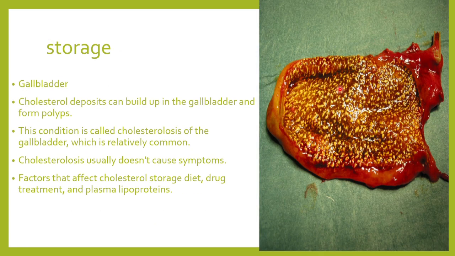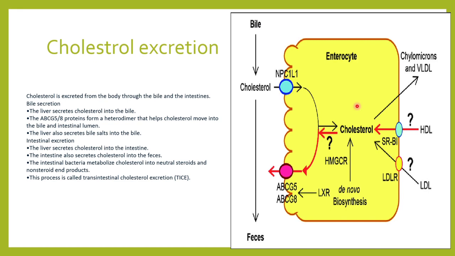I have told you it's also stored in the gallbladder. Sometimes this cholesterol can deposit inside the gallbladder, and form polyps also, which is called cholesterosis. So you can see these yellowish structures here. Once the cholesterol is stored, the excess has to be excreted. So this cholesterol is excreted from the body through the bile and the intestine.